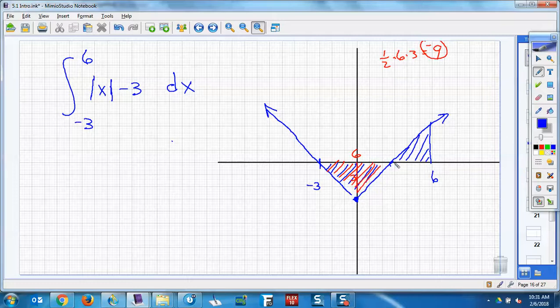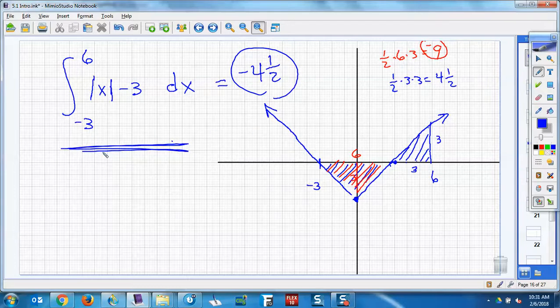This piece of area is 1, 2, 3 by 1, 2, 3. So 1/2 times 3 times 3, that would be 4.5. And that'd be positive. So -9 plus 4.5 would be -4.5. So the value of this integral right here is -4.5. Okay, it's just a number answer. A definite integral is just a number answer. It's an area. Just like a slope is a number answer, right?